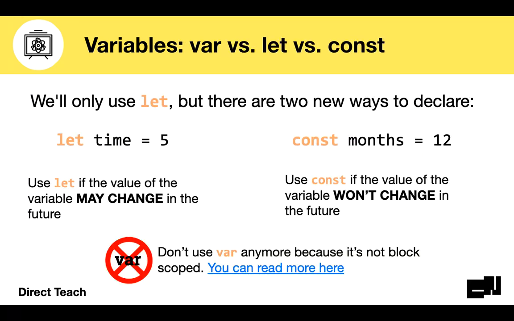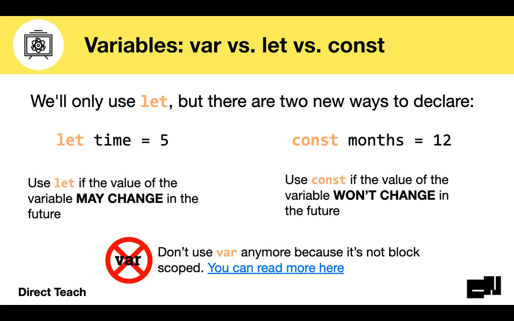A quick side note, if you are a returning PM, this is actually new from last year. We used to use var last year, which stood for variable. We don't do this anymore because it's not block scoped. I'm going to explain this a little bit, but you can also read more in the link. But we're actually going to use let. This actually works pretty well with students because let time equal 5 sounds pretty good. We use let if the variable can change in the future. And most of the time we are going to want our variables to change.